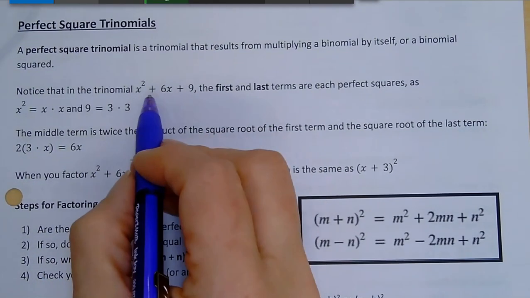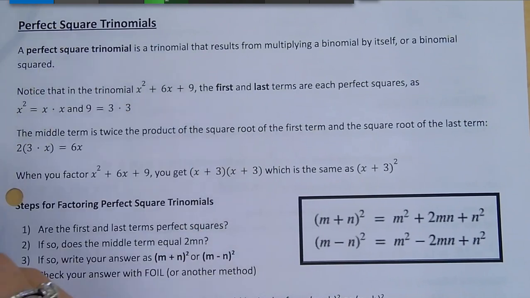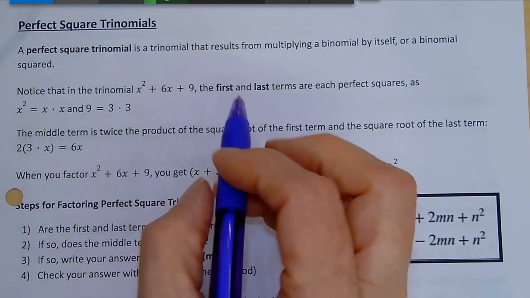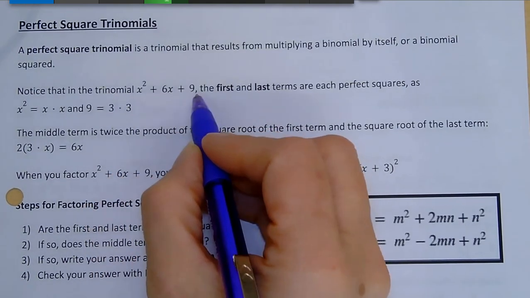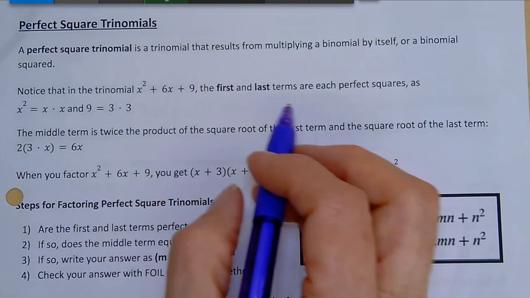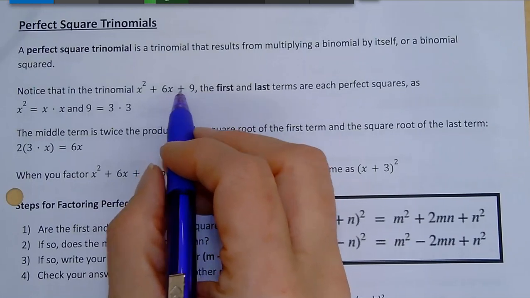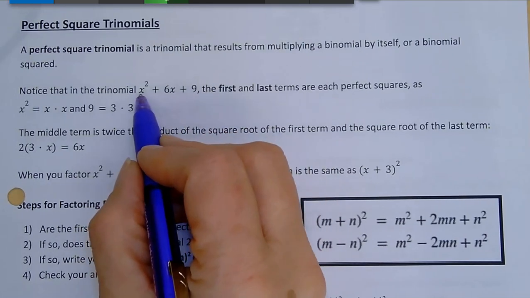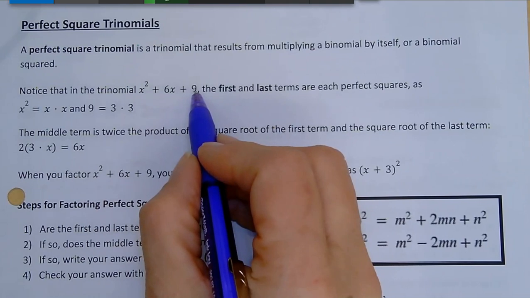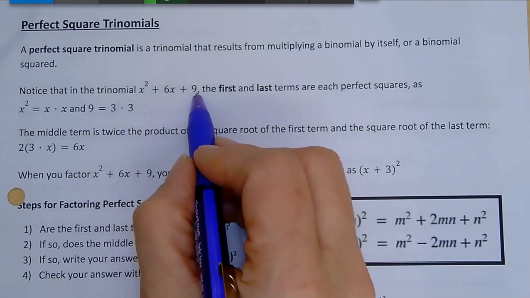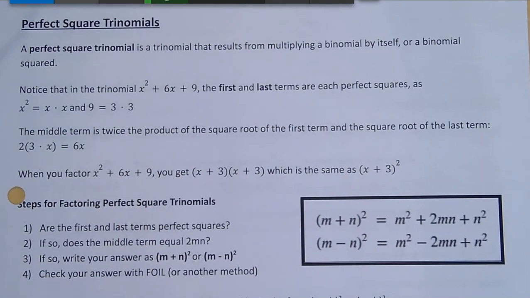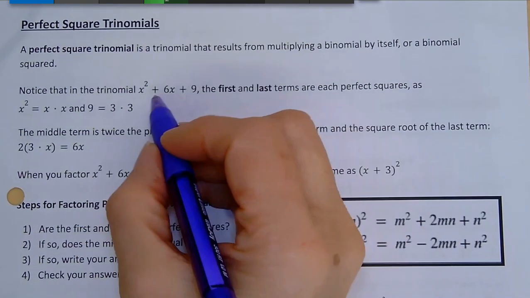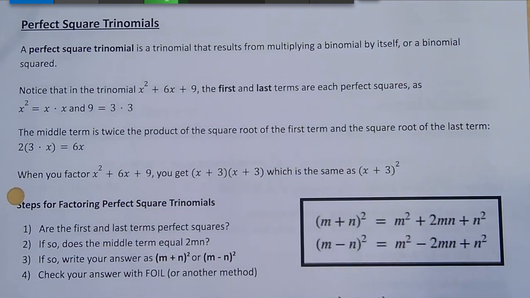You'll notice with a perfect square trinomial that there are going to be some perfect squares, and it's a trinomial, of course. So your first term is going to be a perfect square, like x squared. Your last term is going to be a perfect square, like 9. Your middle term is always going to be the square root of the first term times the square root of the last term, doubled. So x times 3 is 3x. 3x doubled is 6x.